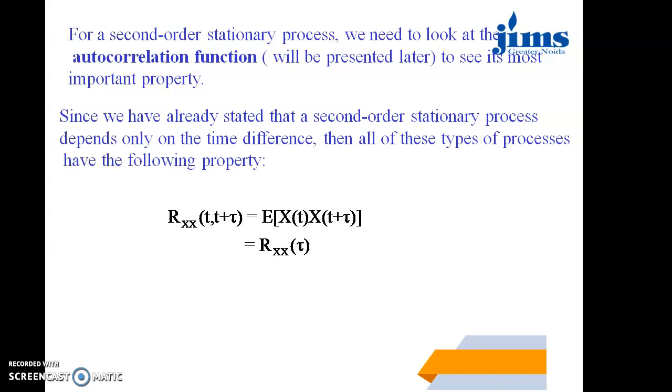So it is given by the expectation of X(t), the random function X(t), and its time shifted version X(t plus tau). So the expectation of the product of X(t) and X(t plus tau) gives the autocorrelation, which indicates that the autocorrelation function is independent of time.